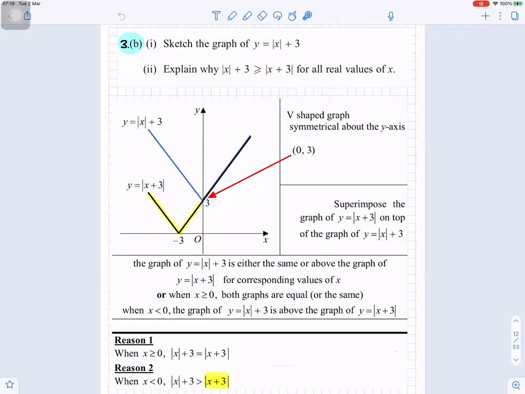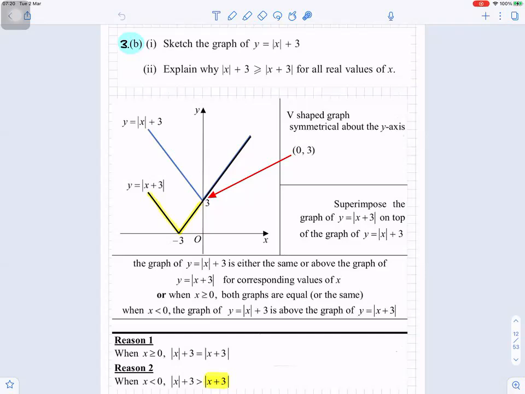For part 2, you need to explain why the absolute value of x plus 3 is greater than or equal to x plus 3 for all real values of x. You can plot the other one, x plus 3, as the second graph. I've put it there. You see the yellow part there. That's part of that graph. Your graphics calculator will do that for you. Now, you mark where it touches the x-axis.